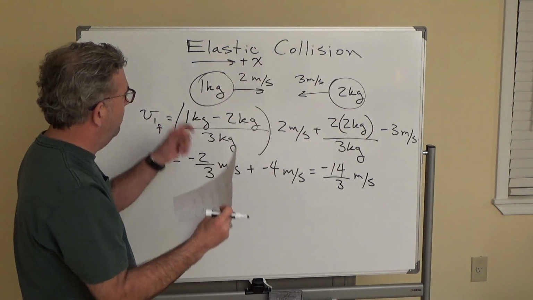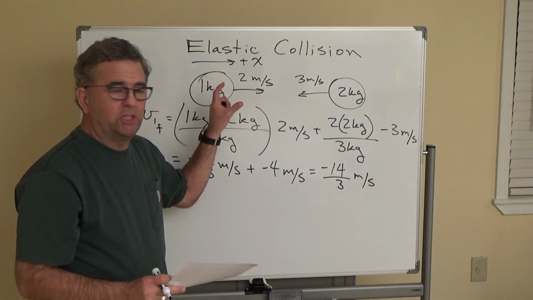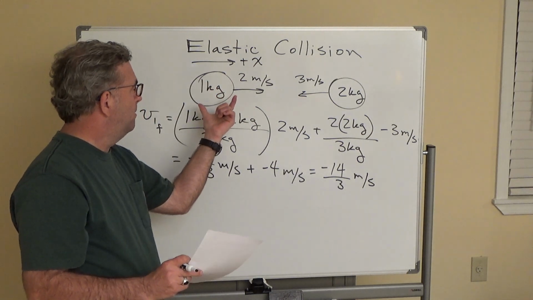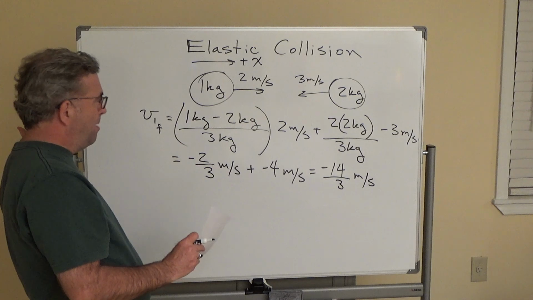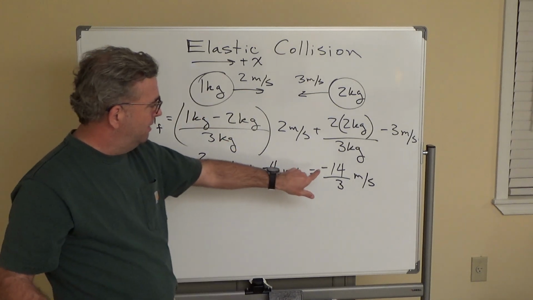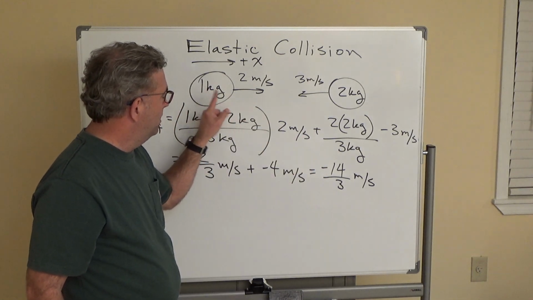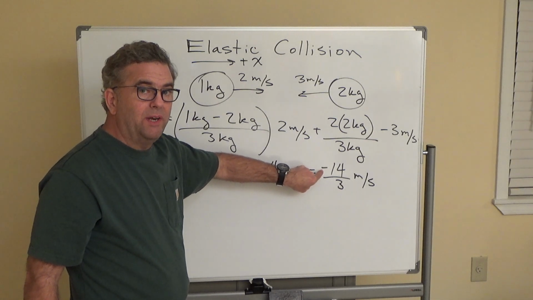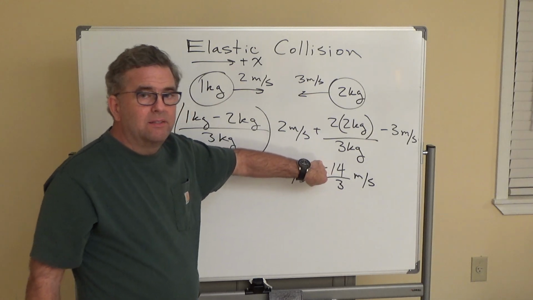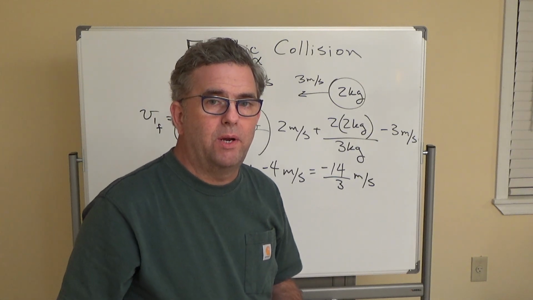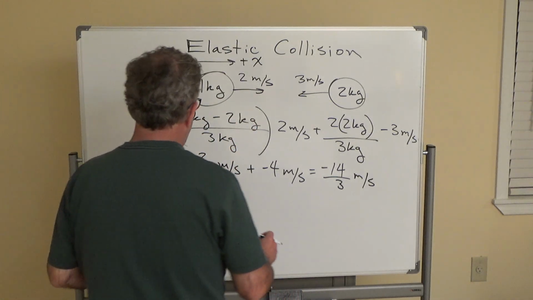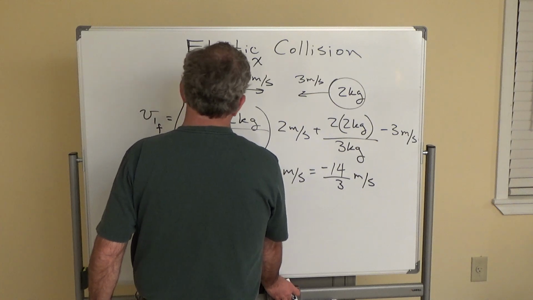What happens? They come together, they exchange energy, momentum is conserved, and this one bounces off and goes in the negative direction. That would be the 1 kilogram mass. It goes in the negative direction at negative 14 over 3 meters per second. That's V1 final.